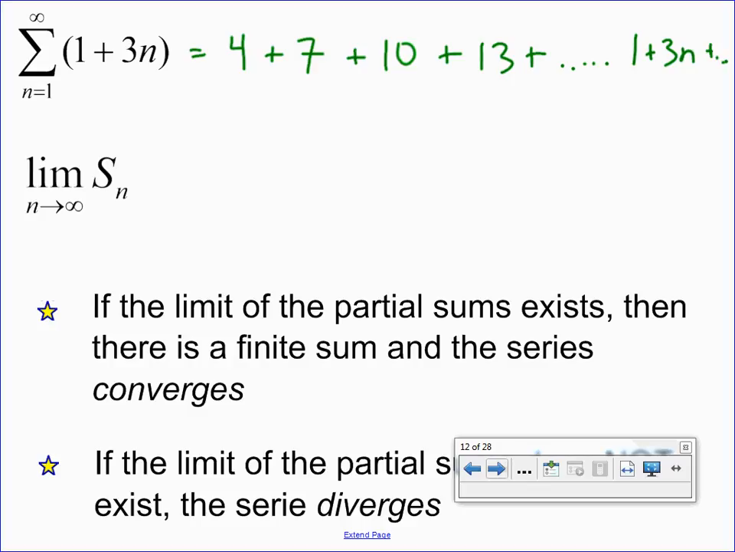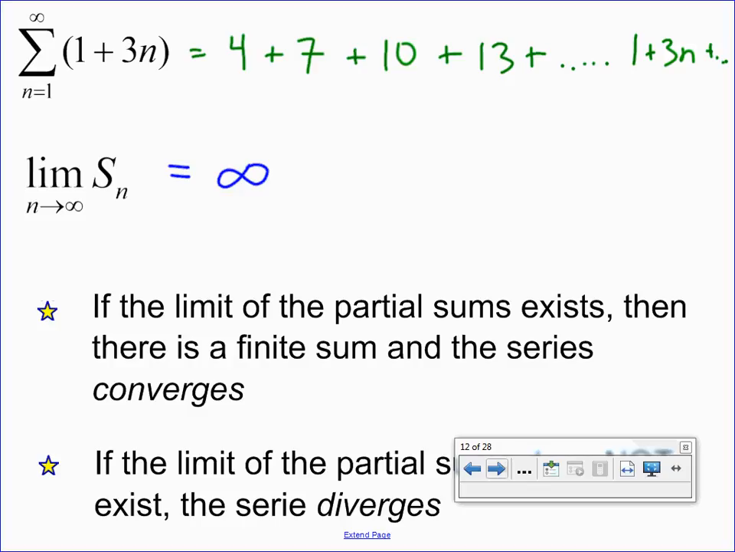All right. If you consider the sequence of partial sums then, S sub 1 would be 4, S sub 2 would be 11, S sub 3 would be 21, S sub 4 would be 34. Does it appear as though the limit of partial sums is going to exist? What happens to the value of the sum of these terms as we continue adding terms to it? Is this going to approach a particular value? No.